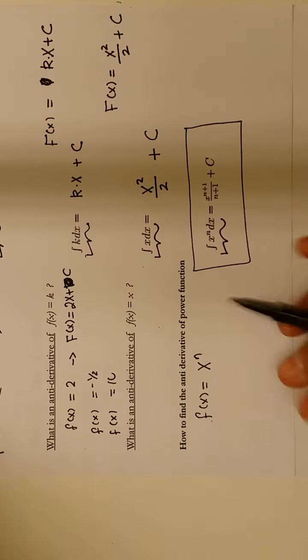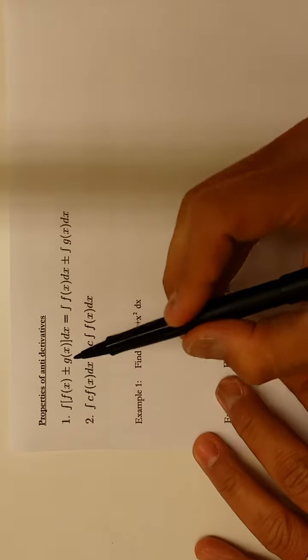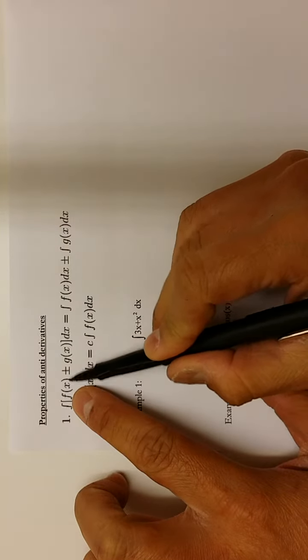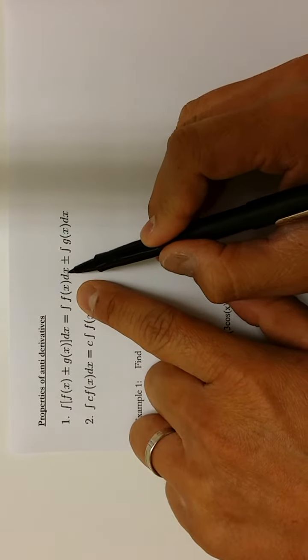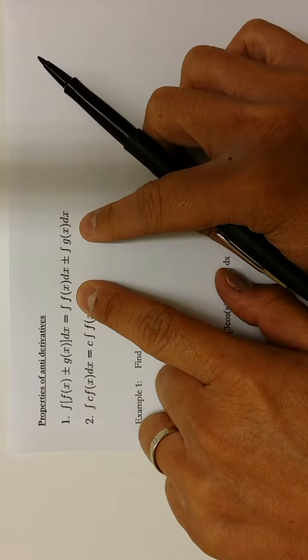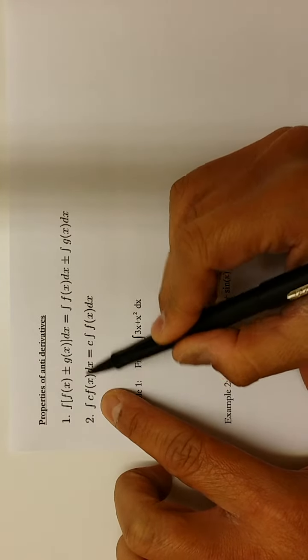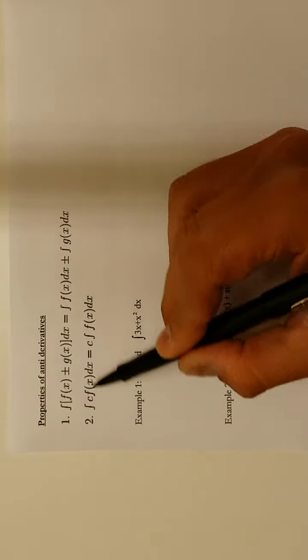Alright, so a few properties of the antiderivative that you should know. First, if you want to find the antiderivative of the sum or differences of two functions, then you basically find the antiderivative of each one separately and then add them together. If you're finding the antiderivative of some constant times the function, then you can pull the constant in the front. That's the second property.